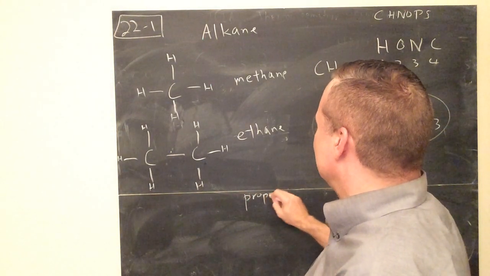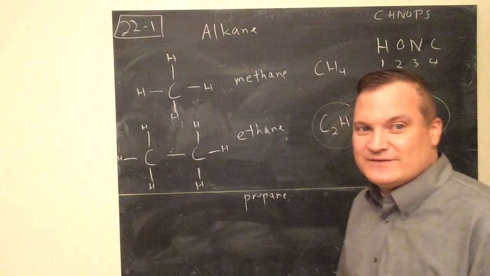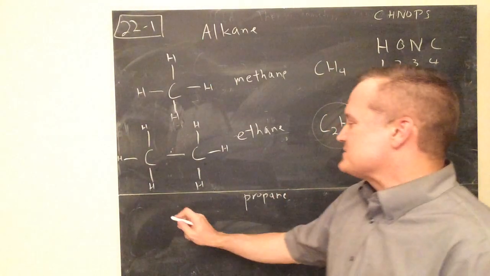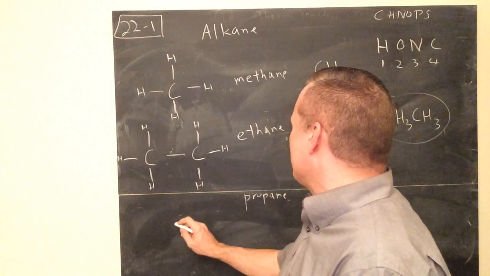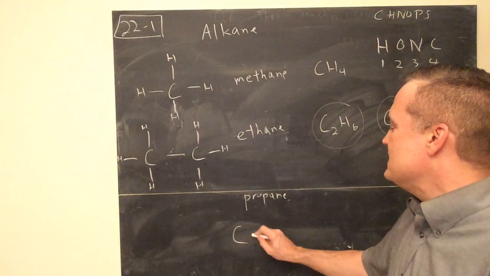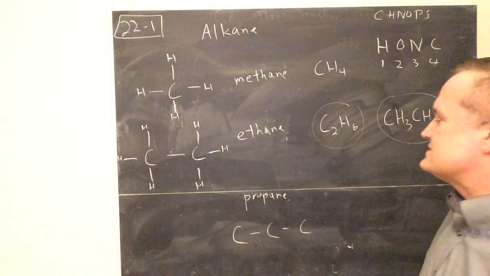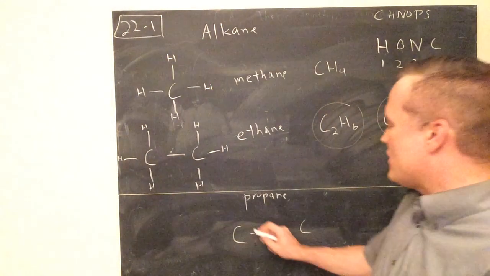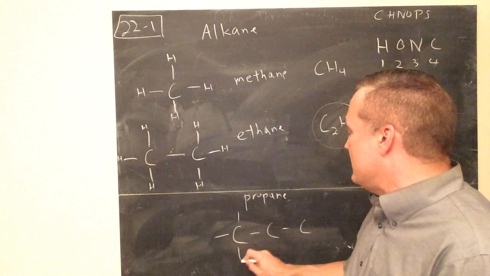I hope it will fit. I'm going to have to do a lot of erasing. I guess I have to erase a lot here, especially if I draw so big. But for propane, let's see. You know what? I'll draw it down here. C. It has 3 carbons. Now, each carbon will have 4 bonds.